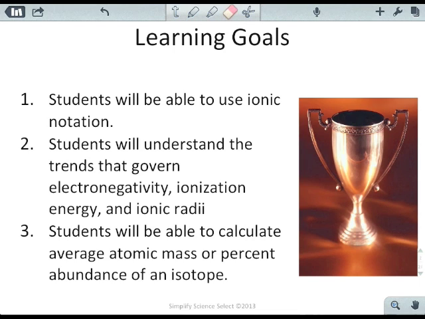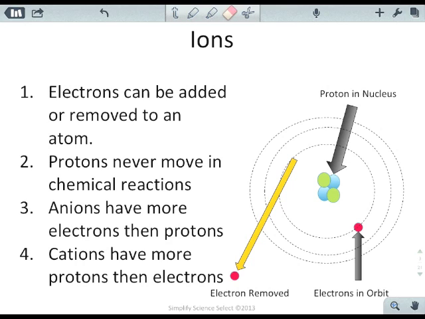And the last thing we want to be able to do, students will be able to calculate average atomic mass or percent abundance of an isotope. And we're going to discuss a lot about isotopes in this lecture. Now, an ion. Let's talk about what an ion actually is.